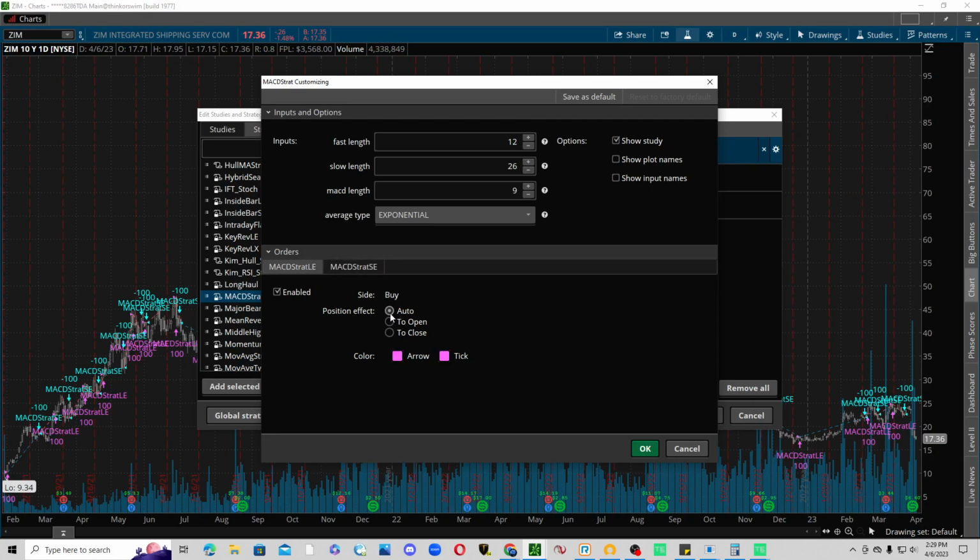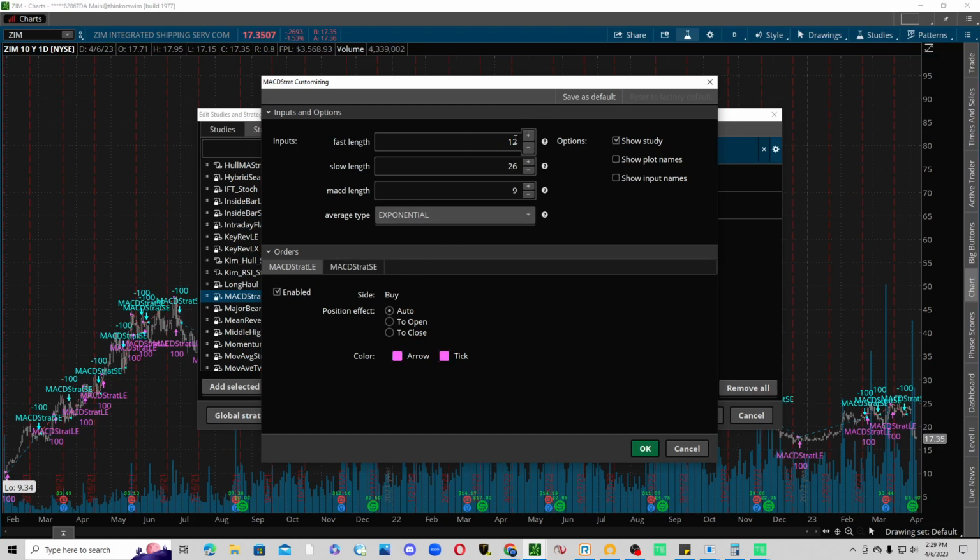Notice that it says auto. What that basically means is that whenever it buys, it's automatically entering into a long position. Whenever it sells, it's automatically entering a short. So in other words, it's not buying and then selling to exit. It's reversing the position. So it's always in a trade. Now you could change that.